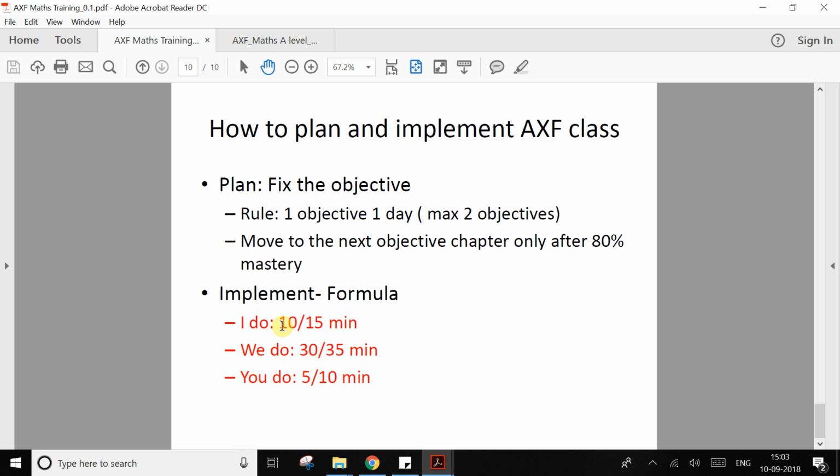Please do not teach for marks, teach for conceptual understanding of children. And remember, our purpose of teaching maths in AXF is to build problem solving and critical thinking skills, not to make our children human calculators.